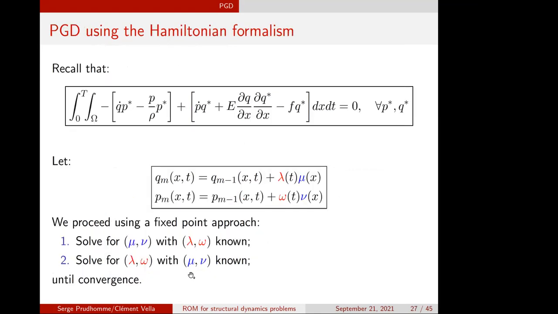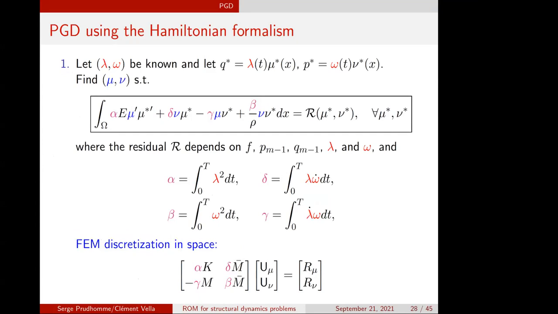Okay, I'm going now to go through the PGD using the Hamiltonian formalism. Essentially, it's kind of a repeat of what I just said, but now we have the two equations that we need to consider. So it's, of course, going to be a little bit more involved. As before, we're going to proceed with a fixed point approach until convergence. So now what we are looking for is mu, rho, knowing lambda and omega. And we do the same, but looking now for lambda and omega, and we iterate until convergence.